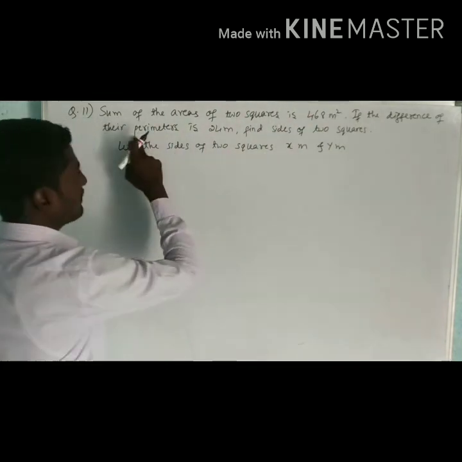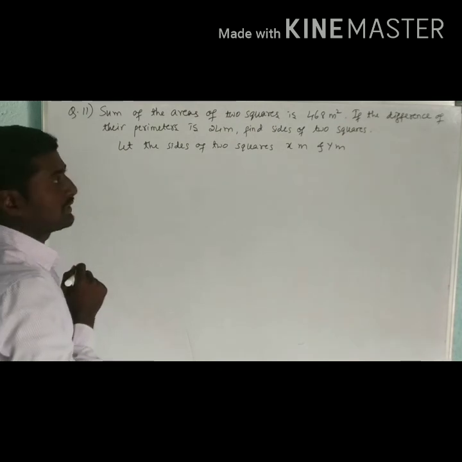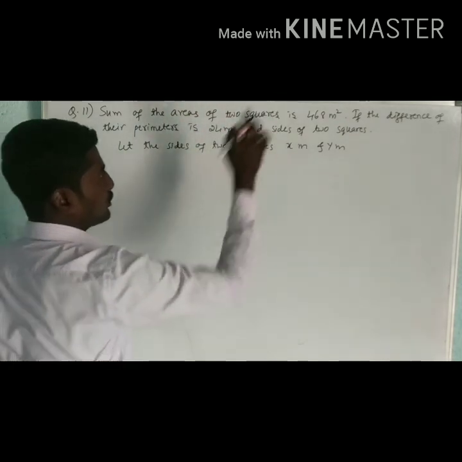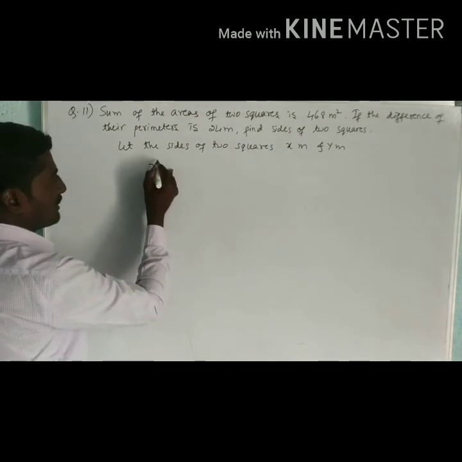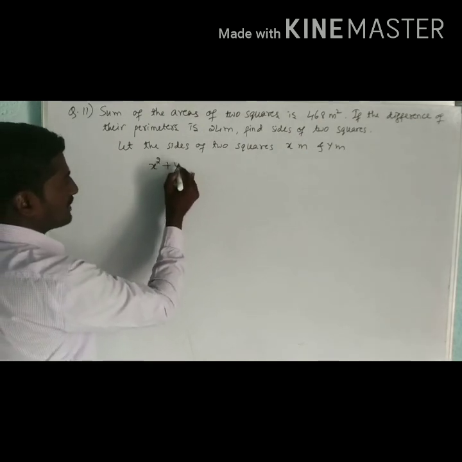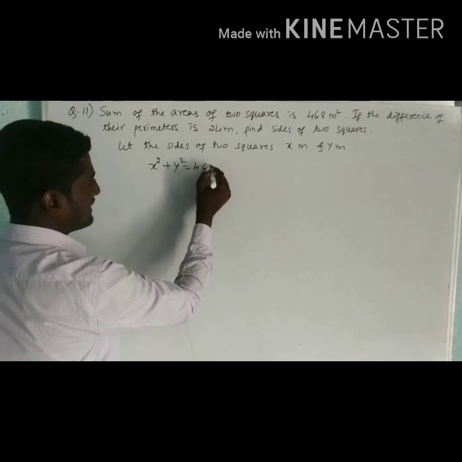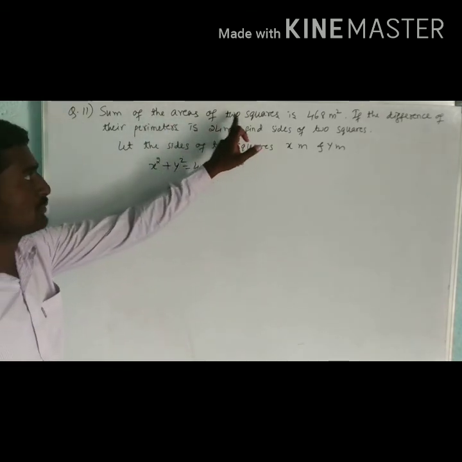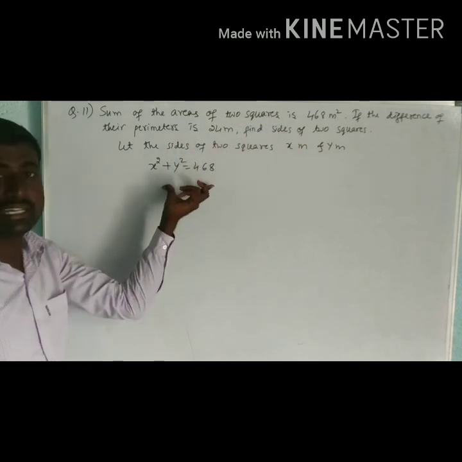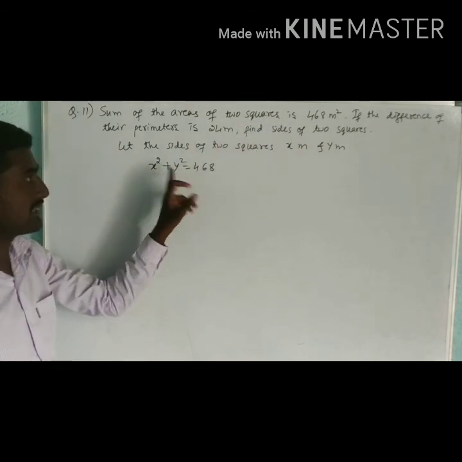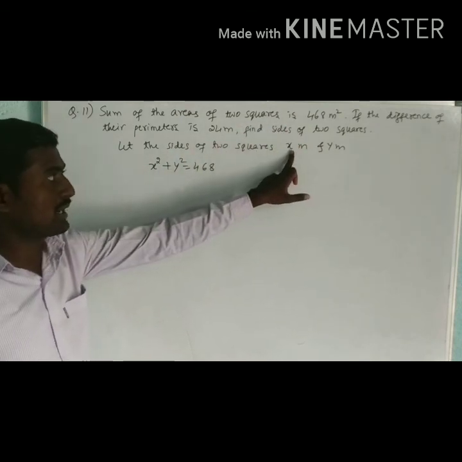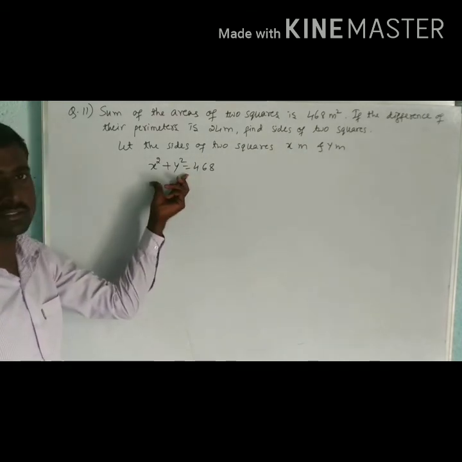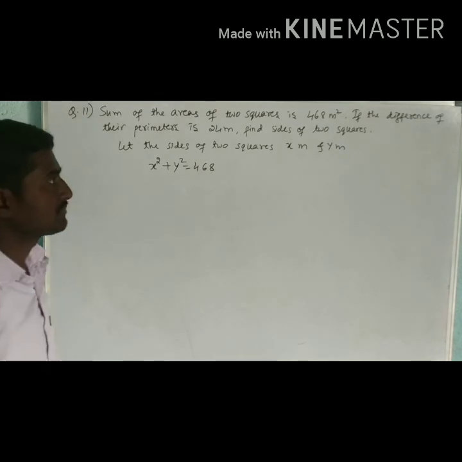The difference of their perimeters, and the sum of the areas of two squares. So it is nothing but what? Sum of the areas, x square plus y square is equal to 468. Listen, the sum of areas of two squares is 468 meter square. Area of this square will be x square. Area of this square will be y square. Sum of the areas, x square plus y square is equal to 468.